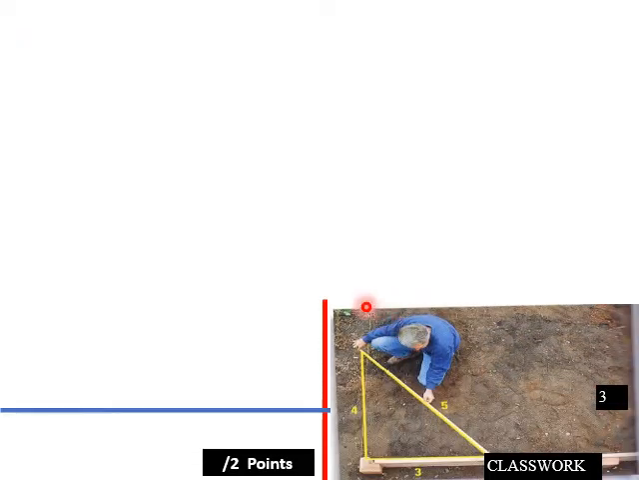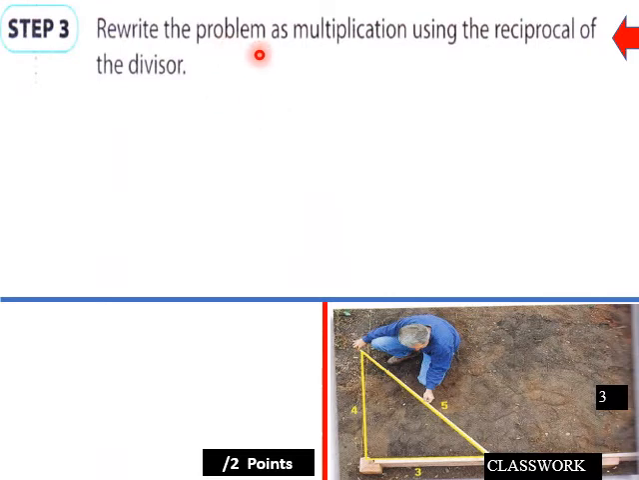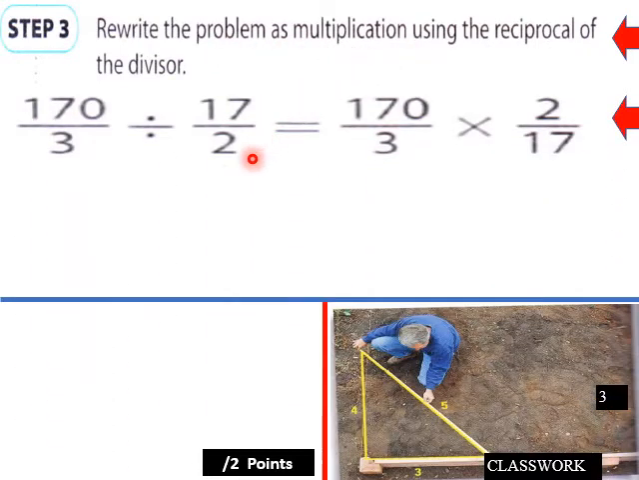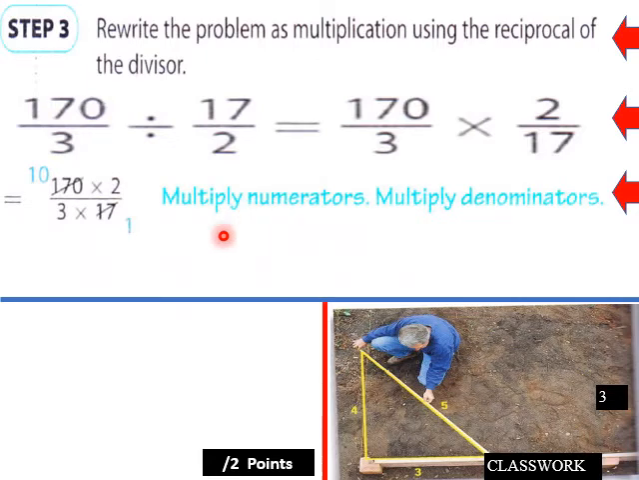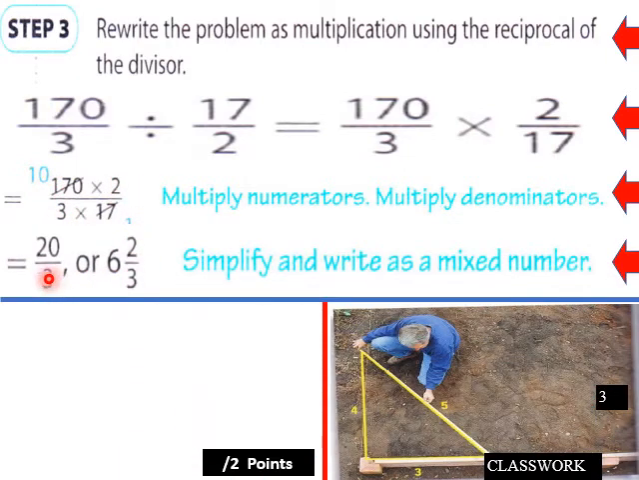When you divide fractions, what do you do with your divisor? Rewrite the problem as a multiplication using the reciprocal of the divisor. So we have 170 over 3 divided by 17 over 2 equals 170 over 3 times 2 over 17. We invert and multiply, remember, students? We do some canceling here. This will cancel, and you have 10 up here and 1 down here. So now we have 10 times 2 over 3, which is what? It's 20 over 3, or 6 2/3.